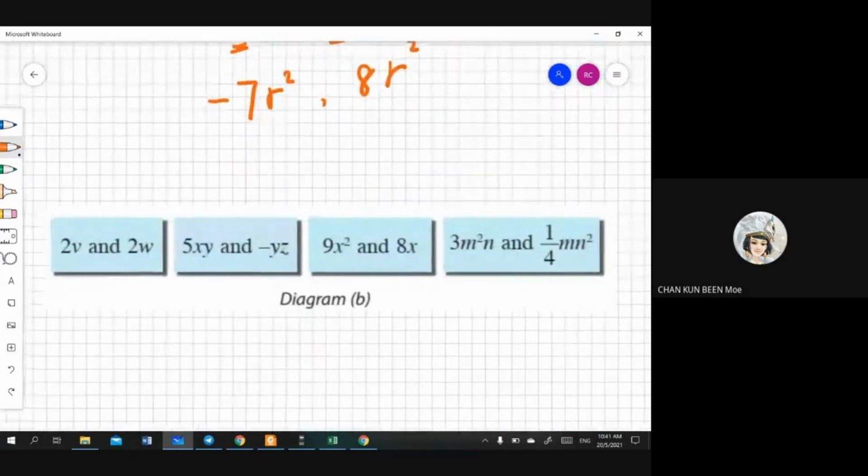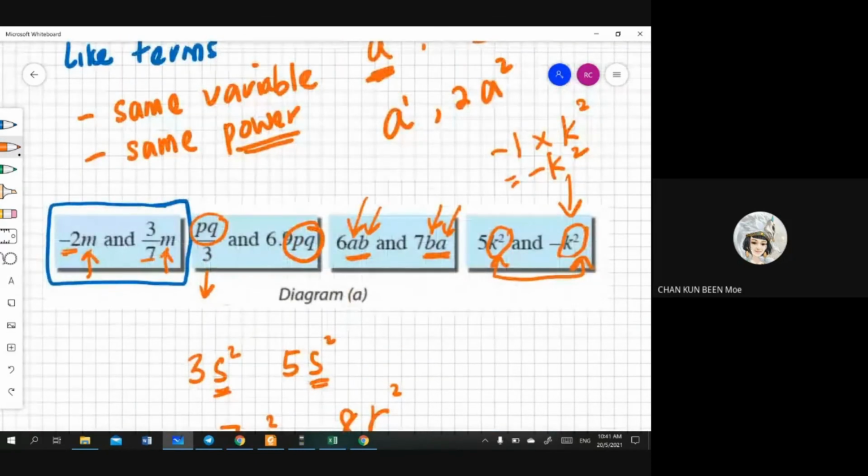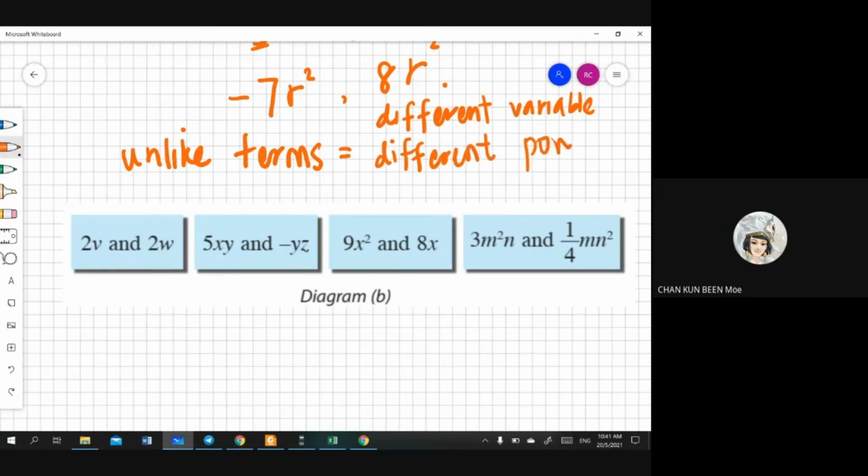Okay, we move on to unlike terms. So these are the unlike terms. The condition for unlike terms will be the opposite of the like terms. For the like terms we said they must have the same variable and the same power. But when it comes to unlike terms, it's the opposite, which means they will have different variables and different powers of the variable. Look at the first question here, V and W, the variable is different. So we call it unlike terms.